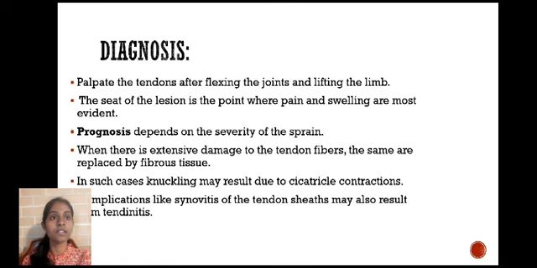Prognosis depends on the severity of the sprain. When there is an extensive damage to the tendon fibers, they are usually replaced by fibrous tissue. In such cases, knuckling may result due to the cicatricial contractions. Complications such as synovitis of the tendon sheaths may also result in tendinitis.